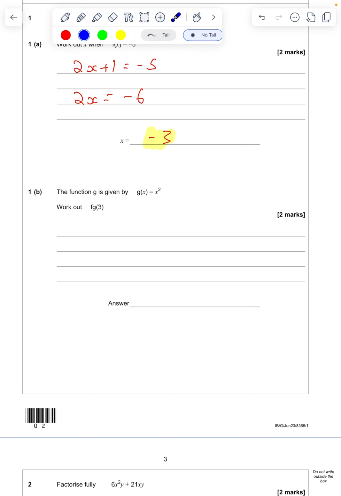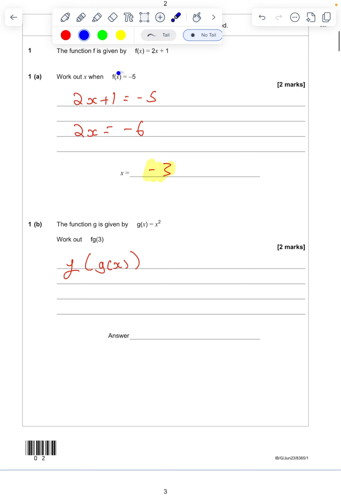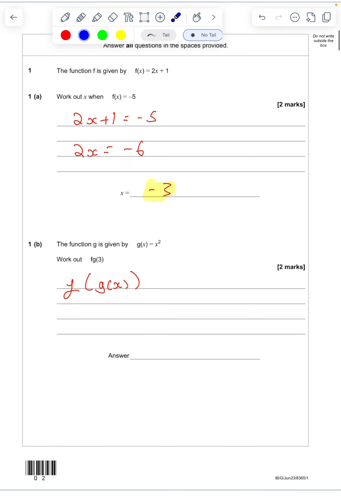Part B, you've got this function g, so g of x is given by x squared. Work out fg of 3. Now this is a composite function. What this is saying is, forget the 3 for the time being, you've got the function f, and you're putting g of x into f. So g of x is here, and you're going to put this into f of x, which is up here. So you replace the x here with g of x, which is x squared.